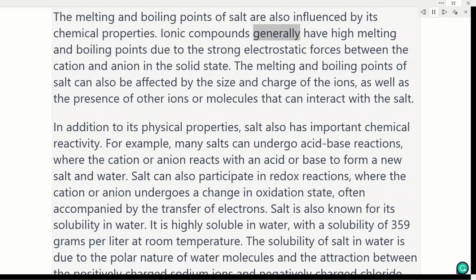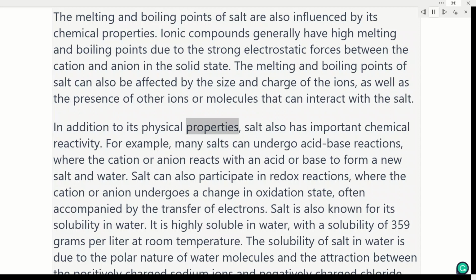Ionic compounds generally have high melting and boiling points due to the strong electrostatic forces between the cation and anion in the solid state. The melting and boiling points of salt can also be affected by the size and charge of the ions, as well as the presence of other ions or molecules that can interact with the salt.